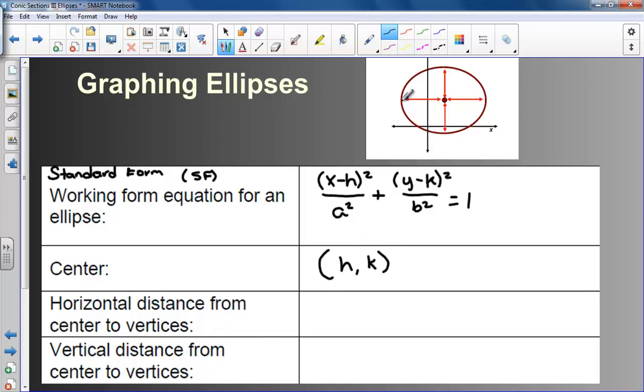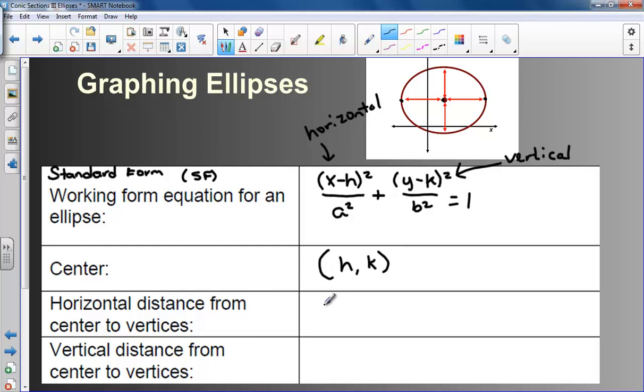The horizontal distance, so from the outside edge here to the center, and then from the center to this outside edge here, is found in the denominator of your x term. So horizontal, x-axis, this is our h, horizontal change, so that's the horizontal distance. This whole section here is all about everything horizontal with my ellipse. And this section here is going to be everything vertical with my ellipse.